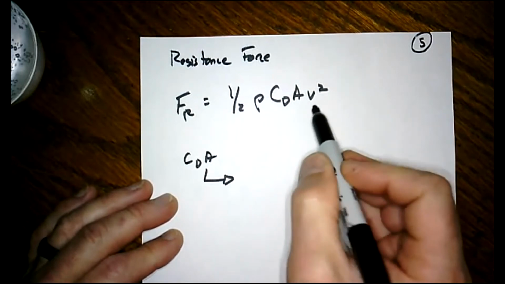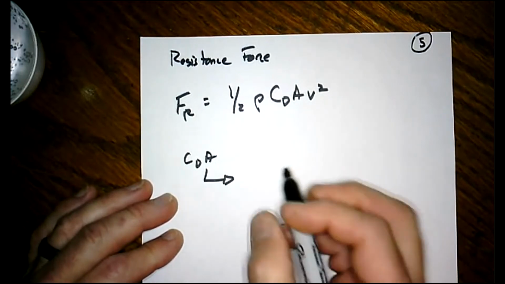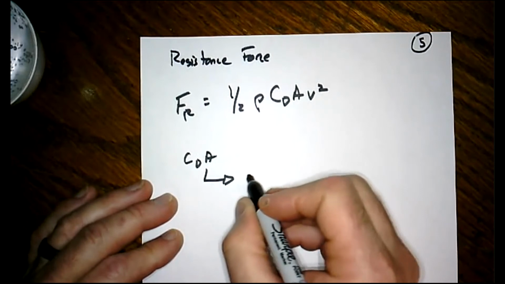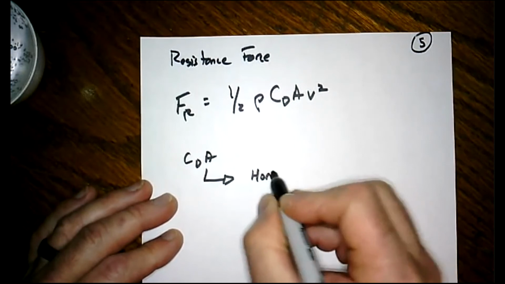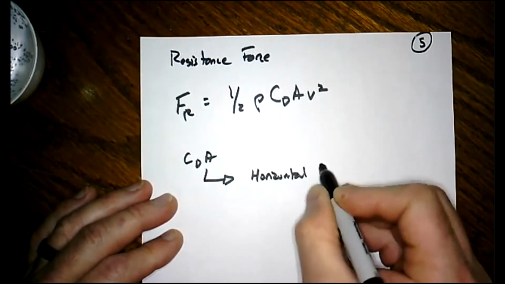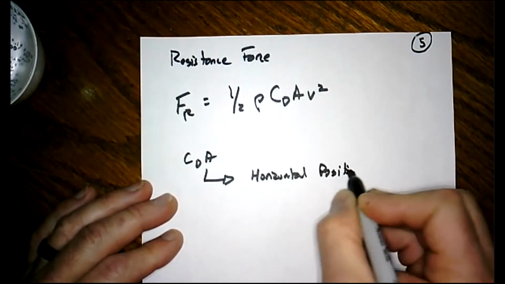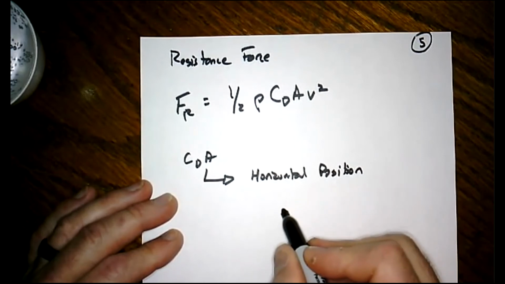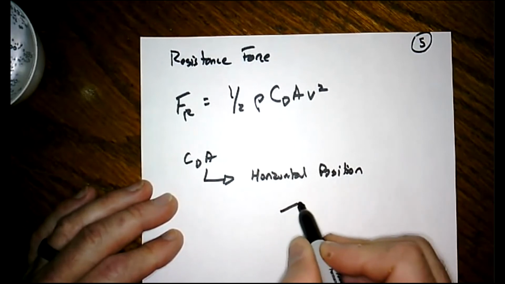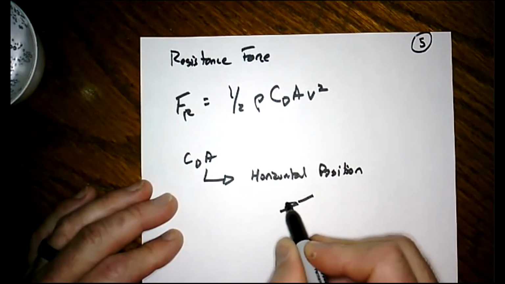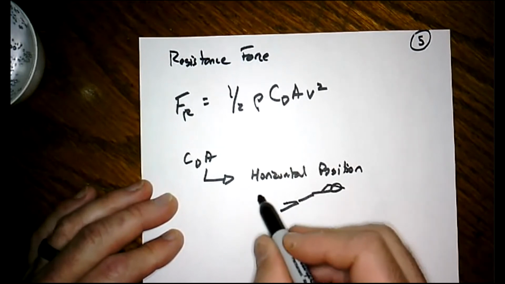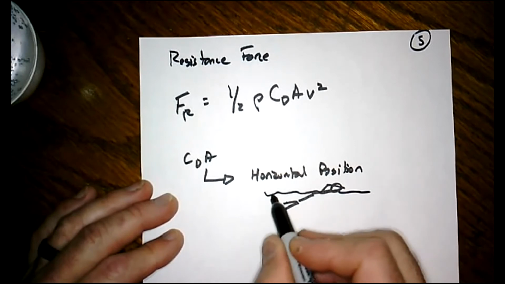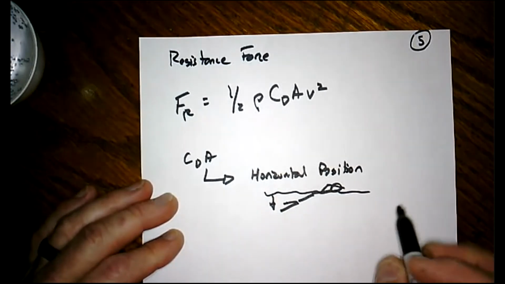Well, it's any of these factors, but I'm going to zero in on CDA. Well, now it could be, I'll do horizontal position. Something swimmers are often trying to work against is avoiding swimming with the lower extremity too low.